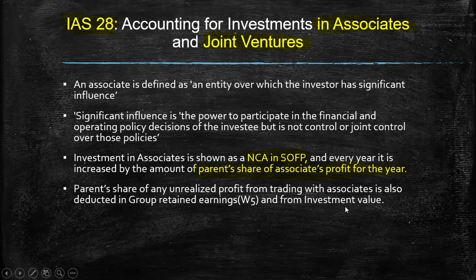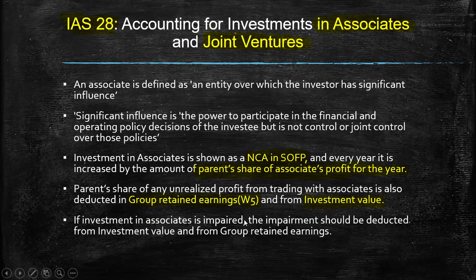So if you make any sales to the associate, or more importantly if the associate makes any sales to you, in that case you will have unrealized profit. Your share of unrealized profit, if you have 20% or 30% ownership of the associate, will be subtracted from the group retained earnings calculation, and it will also be subtracted from the investment in associates value that you're presenting in the statement of financial position.